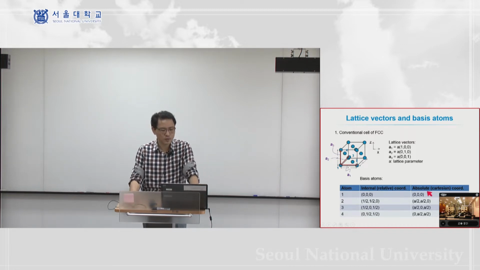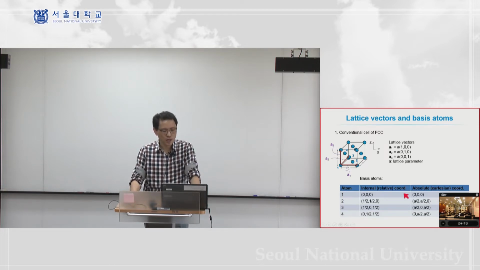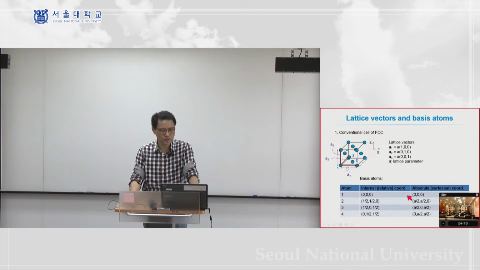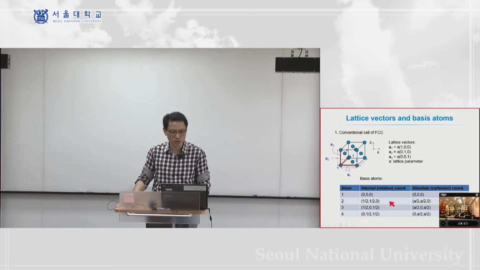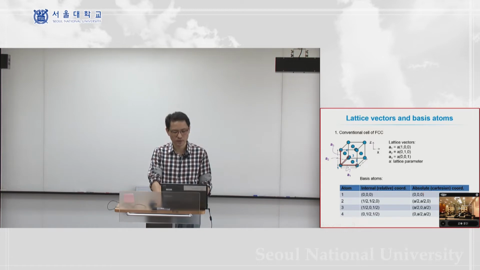On the other hand, there is an absolute coordinate, which is x, y, z, and has absolute units. For example, the second atom in the absolute or Cartesian coordinate is represented as half of A, half of A, and 0. So this is the x, y, z Cartesian coordinate, called the absolute or Cartesian coordinate. The program supports these 2 types of representation of the position of the basis atom.